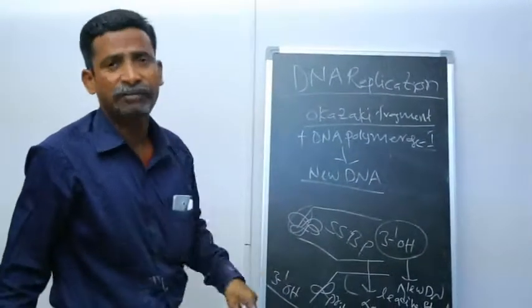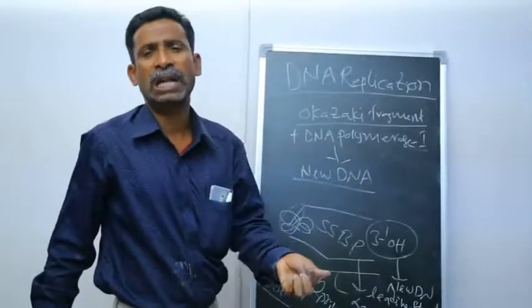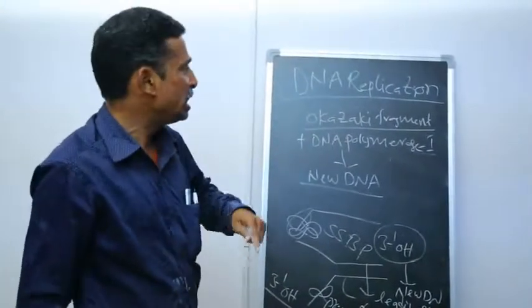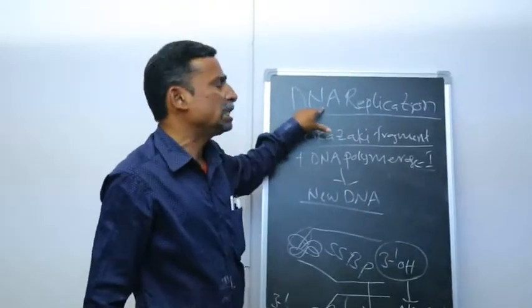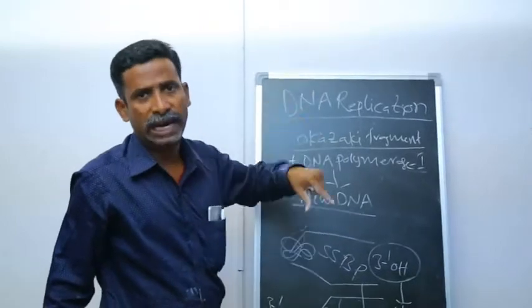So this entire mechanism occurs in either prokaryotic cells or eukaryotic cells. So this is DNA replication. This is the general model of DNA replication for the entire mechanism.